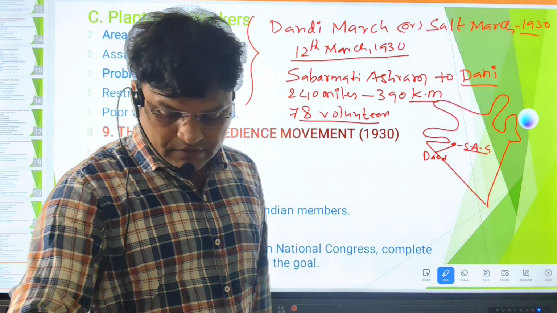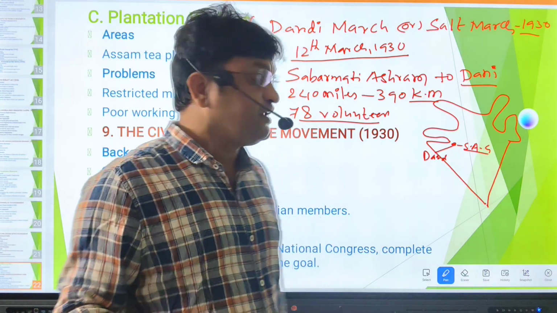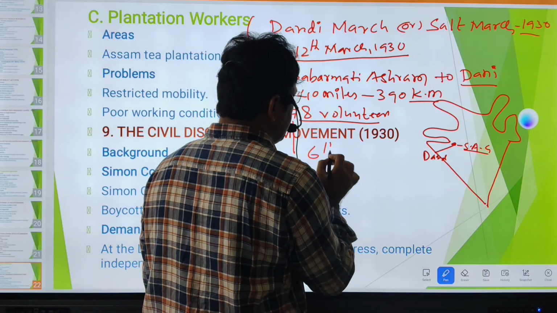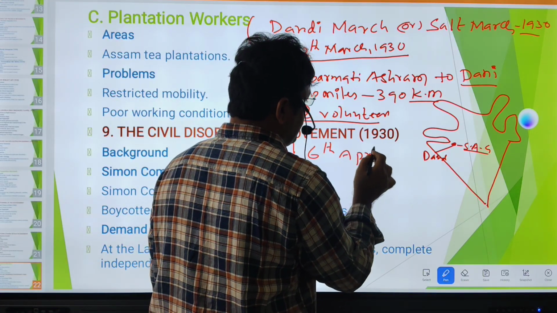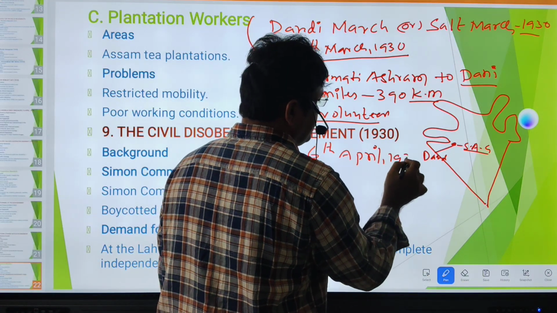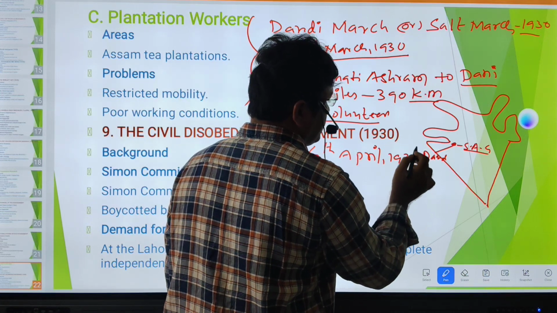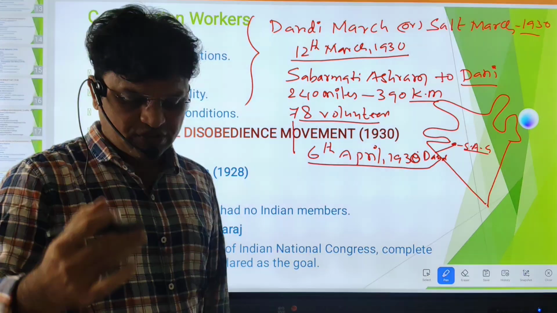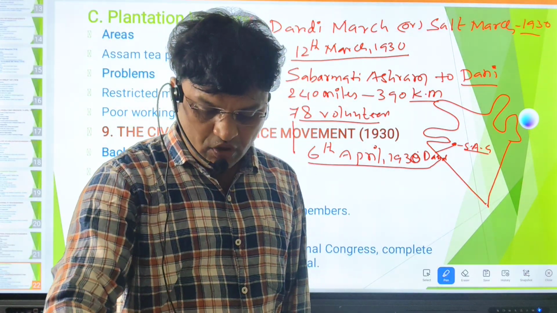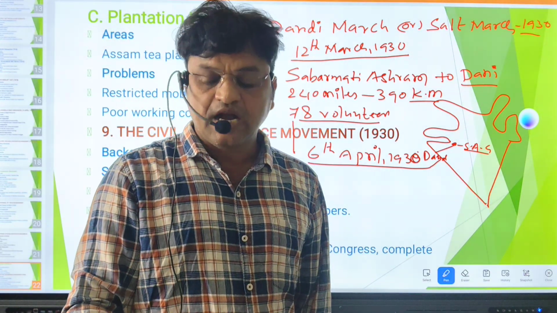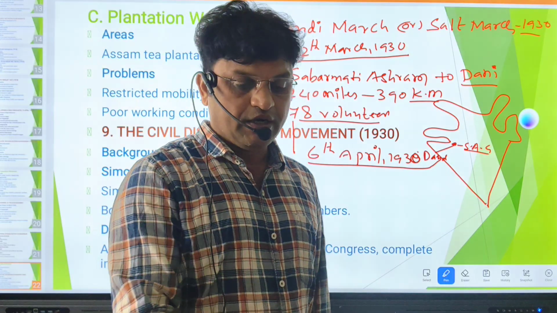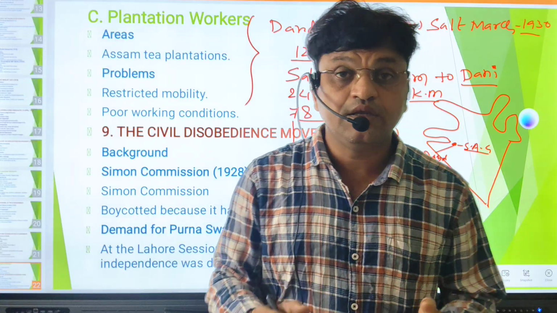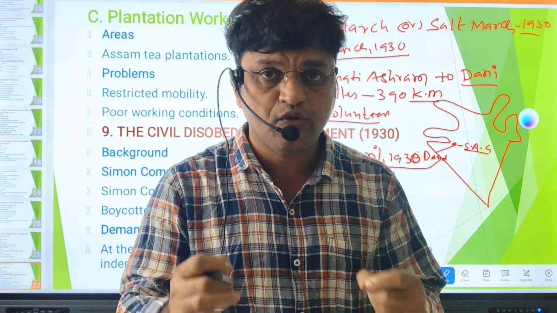And the 78 volunteers reached Dandi on 6th April 1930 to manufacture their own salt. On 6th April Gandhi broke the salt law by making salt from the seawater. So this marked the beginning of which movement? This marked the beginning of the Civil Disobedience Movement.